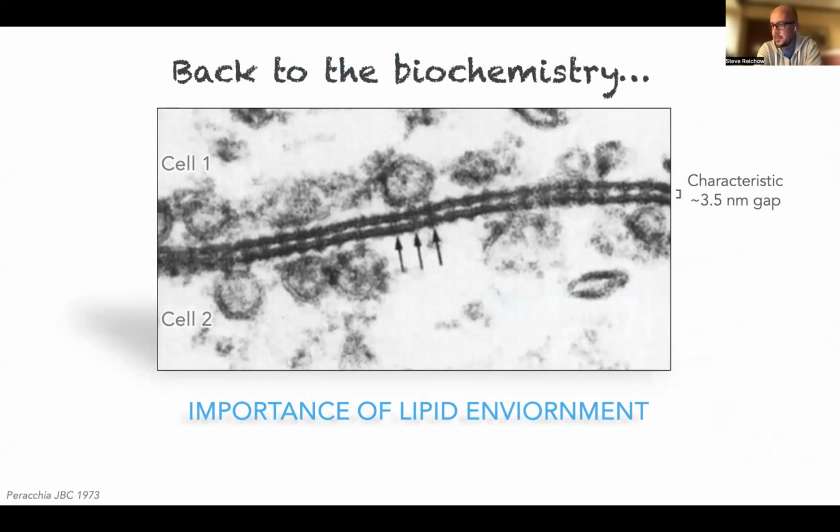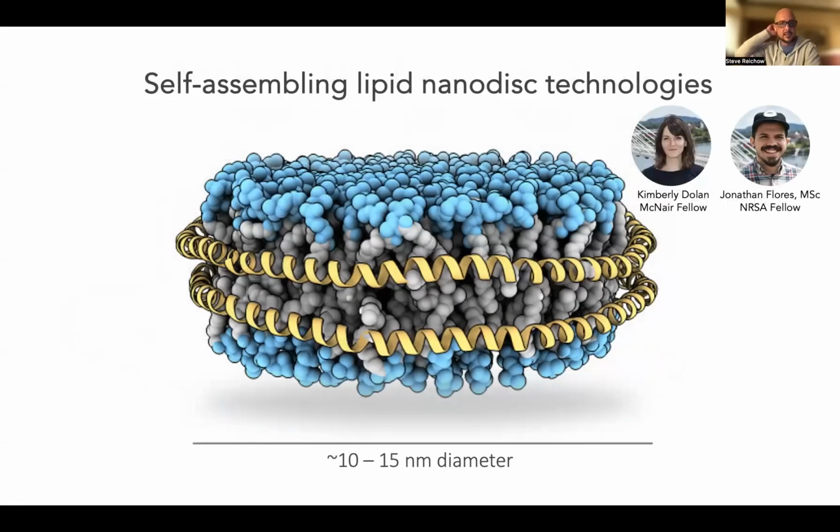And our first EM structure was done with a detergent analog, an amphipole. And we knew from prior studies that the local lipid environment can impact the architecture of these channels and augment the function of these channels. And so we really wanted to be able to put these channels into a more native context of a lipid bilayer. And so at this point, we decided to turn to using what were at the time the emerging lipid nanodisc technologies.